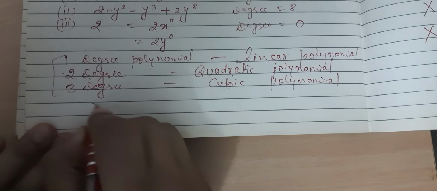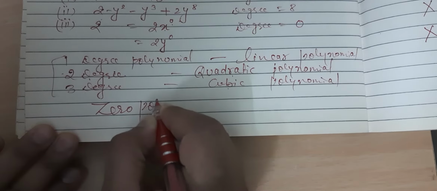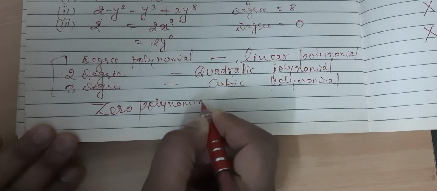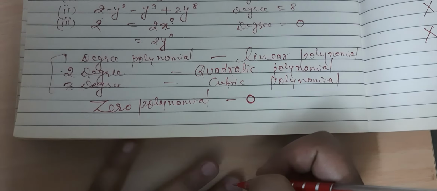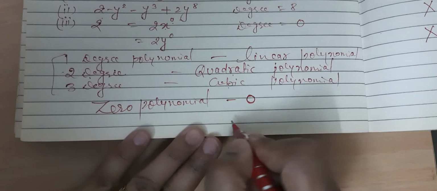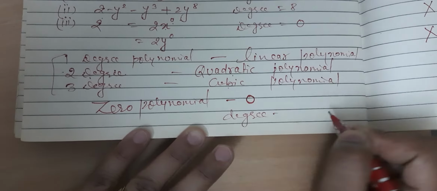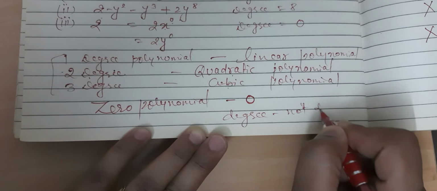Okay. Now 0 polynomial. The term 0 is called 0 polynomial. And the degree of 0 polynomial is not defined.